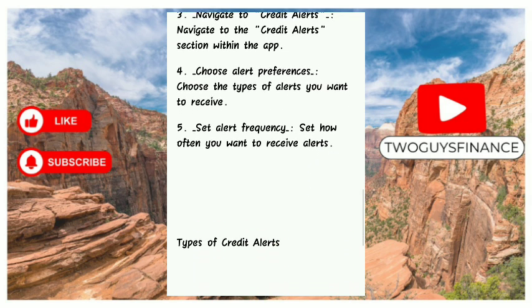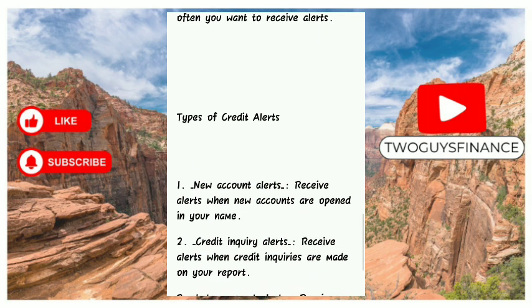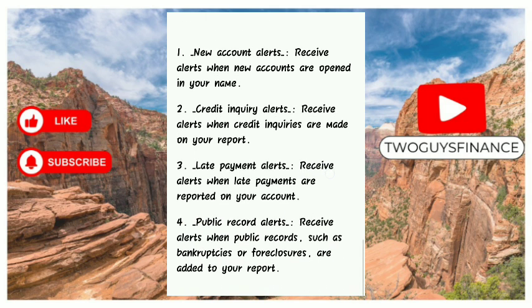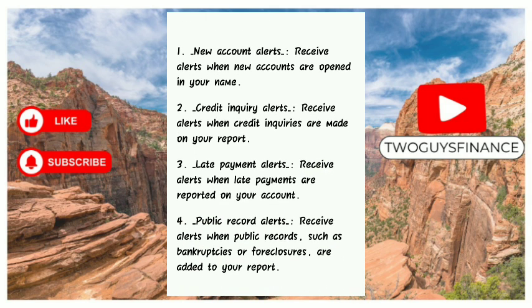So now here are some types of credit alerts that you can set. You can set new account alerts, where you receive alerts when new accounts are opened in your name. You could also set credit inquiry alerts, where you're going to receive alerts when credit inquiries are made on your report. You could also set late payment alerts, where you're going to receive alerts when late payments are reported on your accounts. And then you could also set public record alerts, where you're going to receive alerts when public records such as bankruptcies or foreclosures are added to your report.